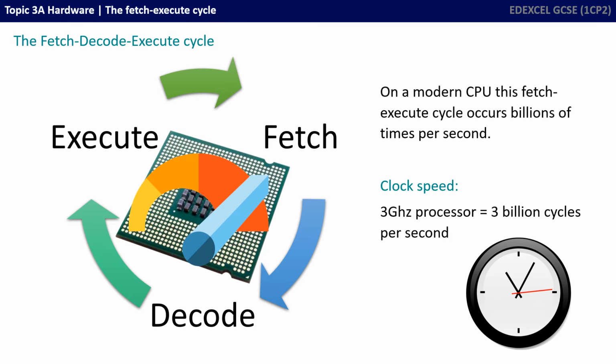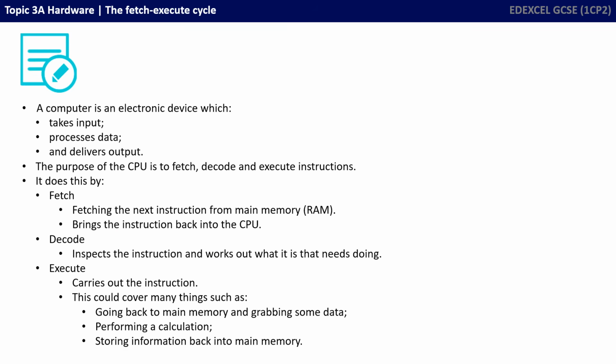On a modern CPU, this fetch-execute cycle occurs billions of times per second and is called the processor's clock speed. Clock speed is measured in hertz, with 1 hertz meaning 1 cycle per second. We'll be taking a deeper look at how this all actually works and what goes on behind the scenes in the next two videos. So let's just recap what we've learned in this video.